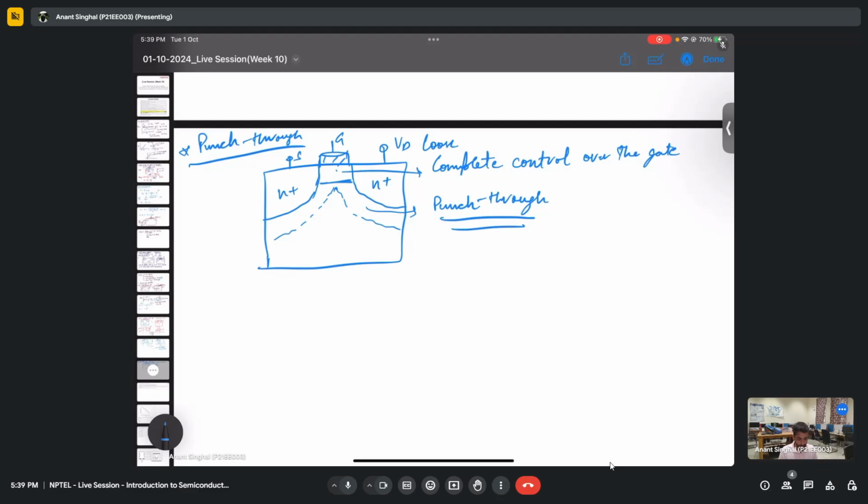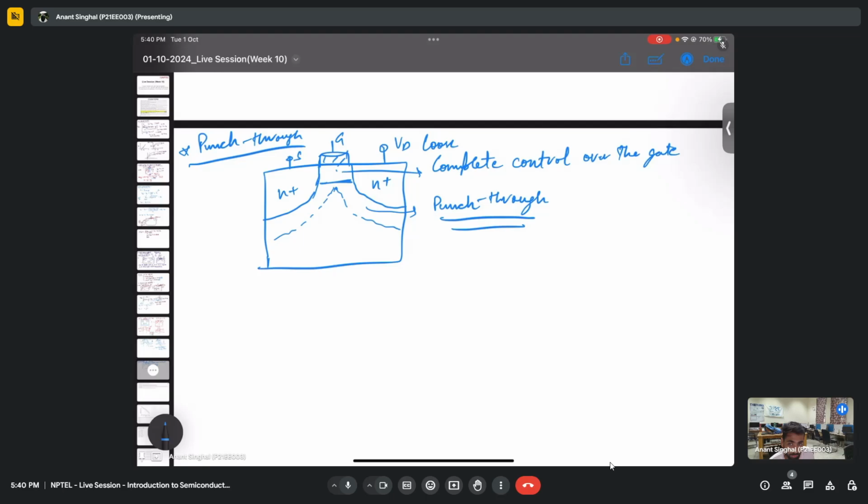Sir, if the depletion regions merge, how will we have a channel? Because the depletion region tries to push the electrons to the source and drain respectively, or through the bulk, right? So how will we have the channel? Effectively in a channel, what do we require? We require some layer of the electrons that we have, right?